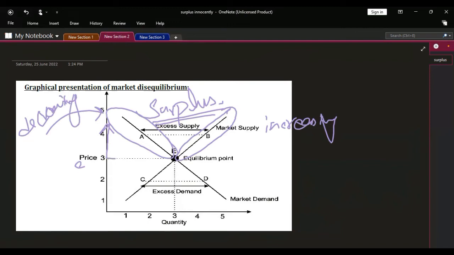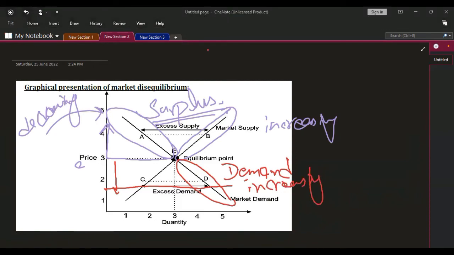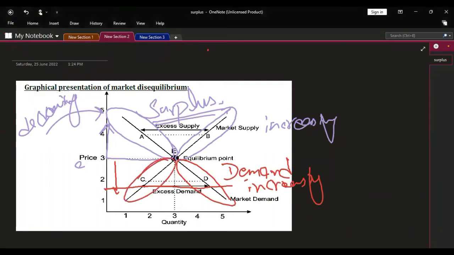Similarly, if we move down from this price level, for example, to this level, at this level, the market demand is increasing and the demand is increasing, but the supply is decreasing.